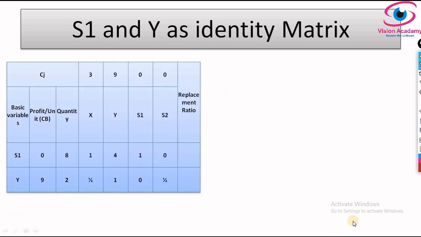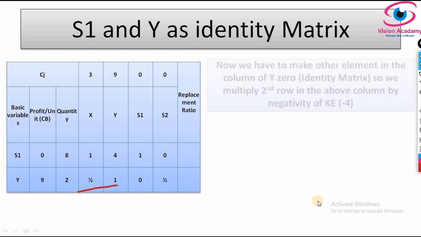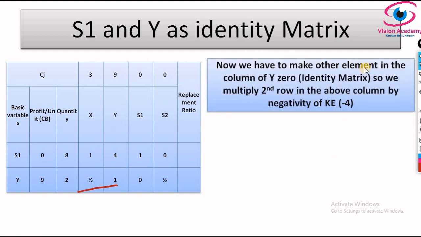So this is the same table in which I have divided by the key element. Now let us make another element in the column Y zero. Here in the column Y, that is 4 0, that is the identity matrix. So we multiply the second row, and we have to make this 0.